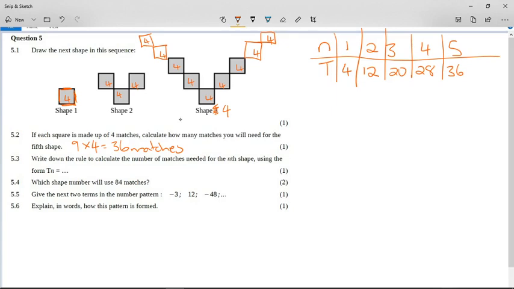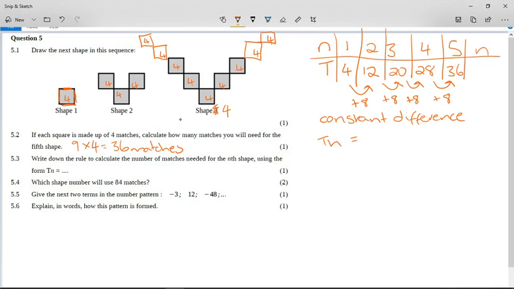So if we have a look here, the first thing when we have information like this is we want to see how does the thing change between each block of the table. So from 4 to 12 we are going to add 8. From 12 to 20 we are going to add 8. From 20 to 28 we are going to add 8. From 28 to 36 we are going to add 8. So we have what we call a constant difference. If we have a constant difference, it's very easy to write the rule, okay? The rule is Tn, the term to the n, because this will be the nth term over here.